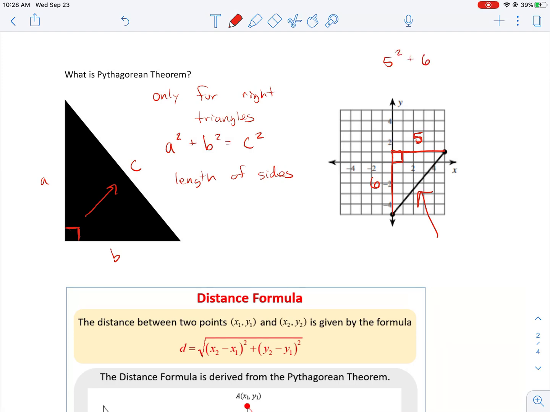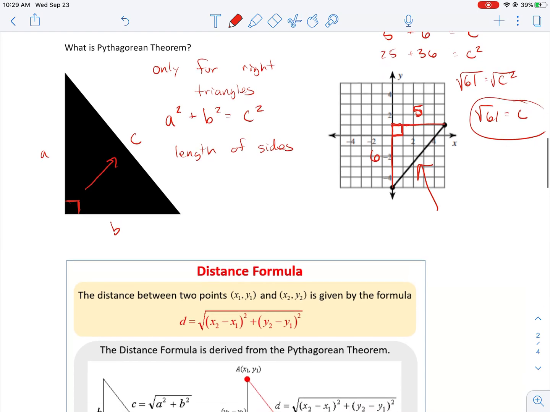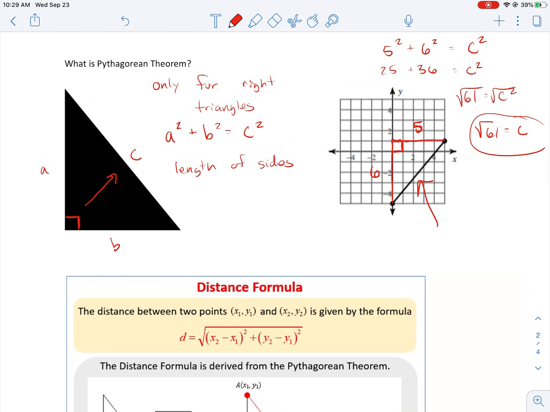So I'm going to go 5 squared plus 6 squared equals c squared. This is going to be 25, this is going to be 36, so c squared is 61. Take the square root, and the square root of 61 is equal to the distance of that line right there. So that's using Pythagorean's theorem.